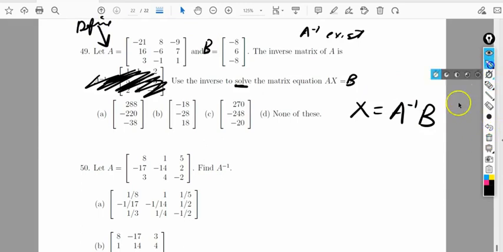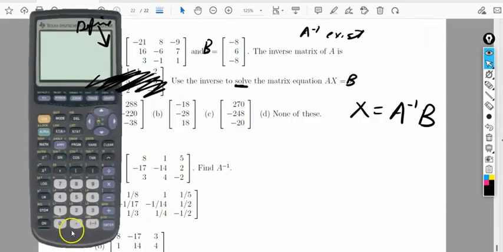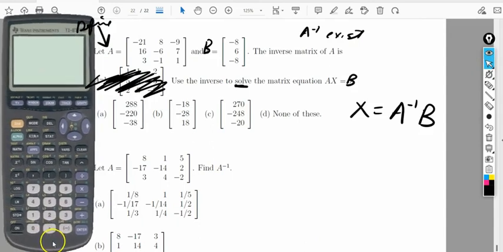So let's do that. Get into the matrix menu. A is a 3 by 3. So A is going to be negative 21, 8, negative 9, 16, negative 6, 7, then 3, negative 1, 1. And just eyeball that, make sure I've done that right.